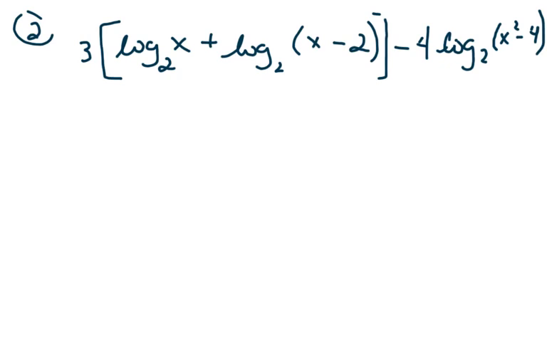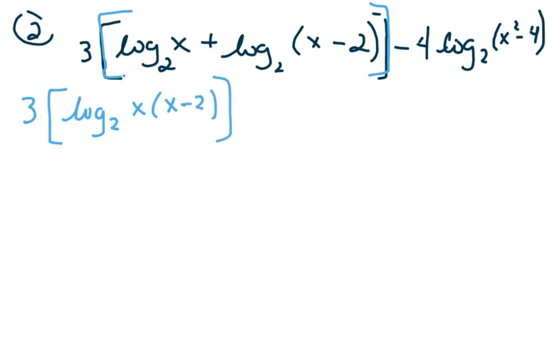All right, let's try another one here. We have a lot of pieces in this one. Let's take inside parentheses first. So I will start with this chunk right here. We have log base 2 of x plus log base 2 of x minus 2. When I condense that, it's going to turn into multiplication. So we have log base 2 of x times x minus 2. On our next piece here, we have a -4 log base 2 of x squared minus 4.